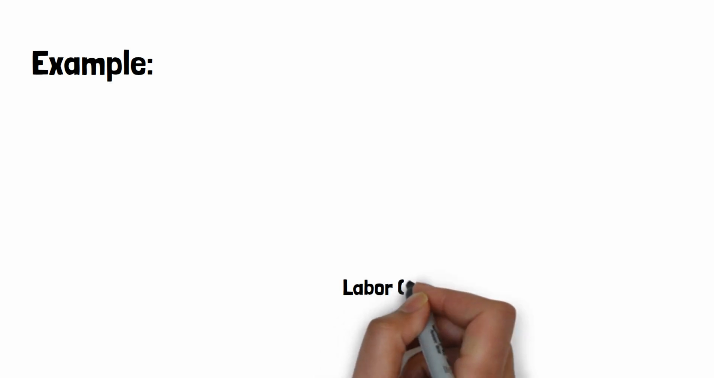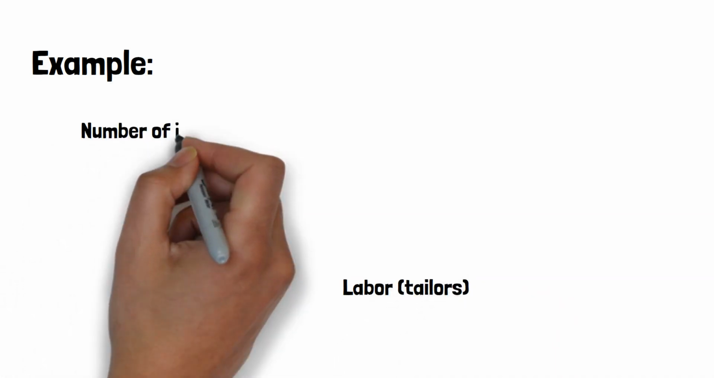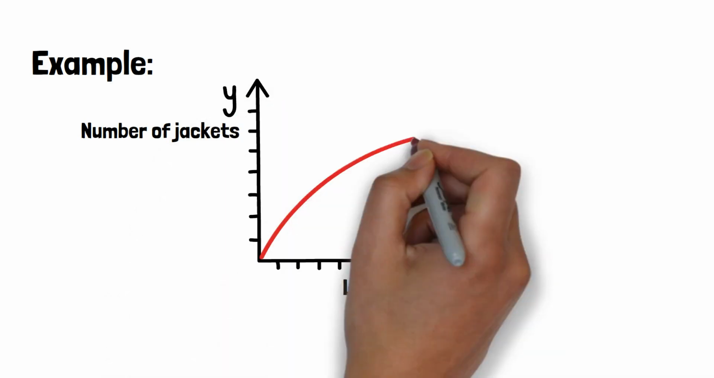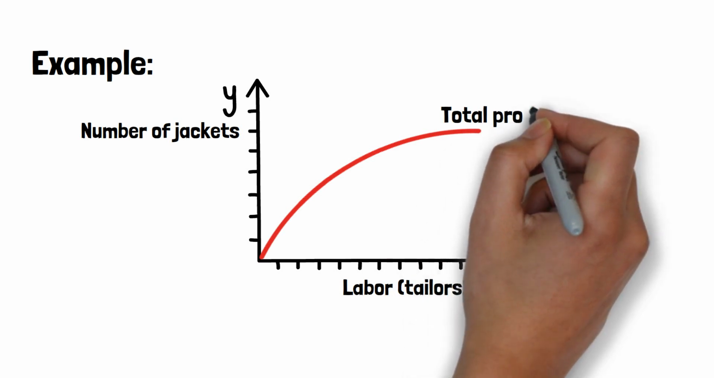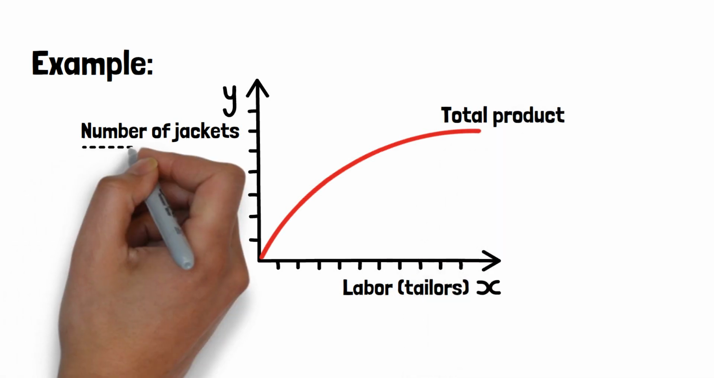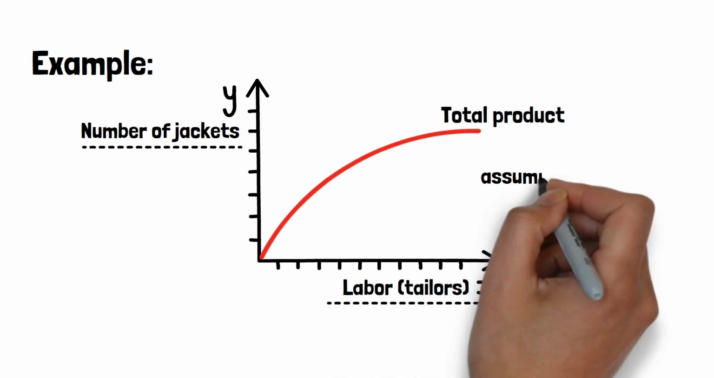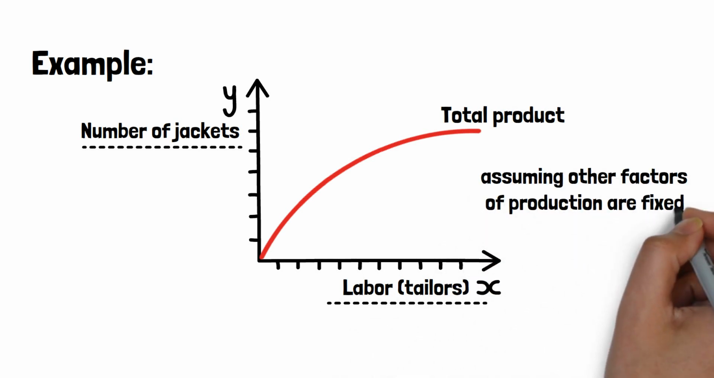Example: Acme Clothing's total product curve shows the number of jackets Acme can obtain with varying amounts of labor, in this case, tailors, and its given level of capital. A total product curve shows the quantities of output that can be obtained from different amounts of a variable factor of production, assuming other factors of production are fixed.